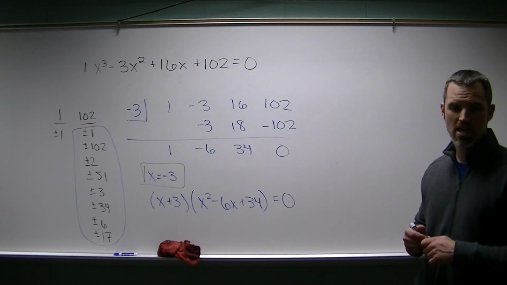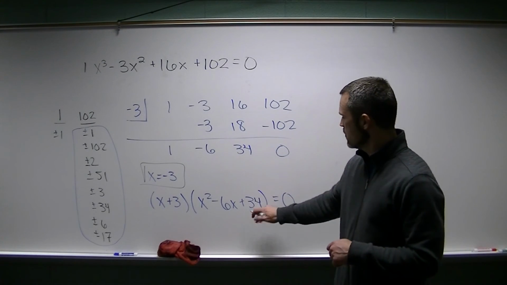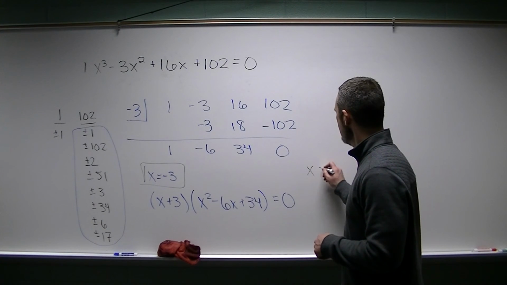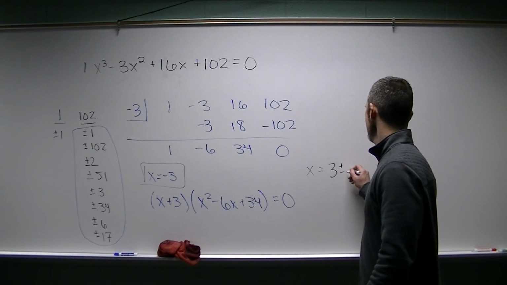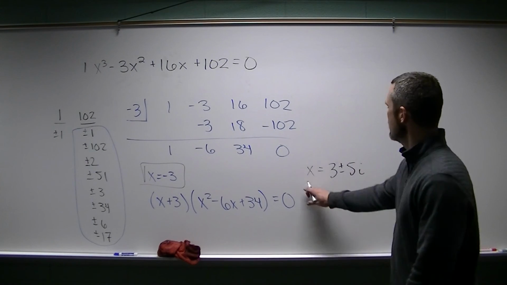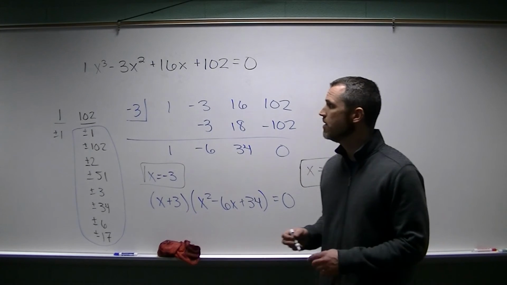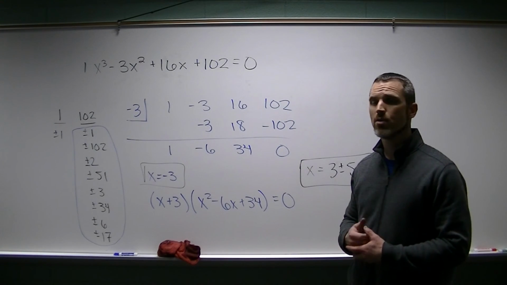I'll go ahead and give you the answers just in case you wanted them. If you actually solve this quadratic right there, when that equals 0, you will get x equals 3 plus or minus 5i. So we're going to get the two solutions from that. We've got the one solution from that one. And this is how you use synthetic division to solve a cubic polynomial.